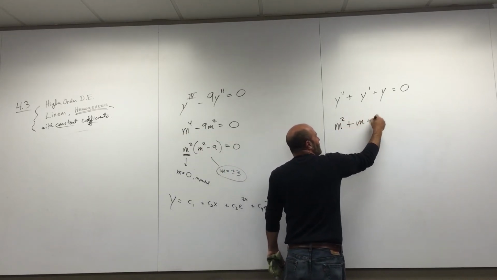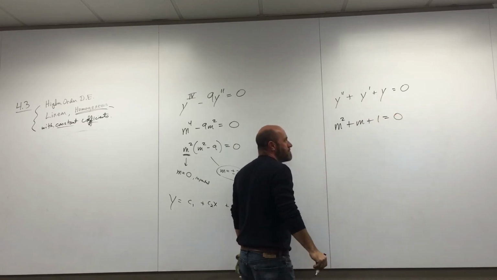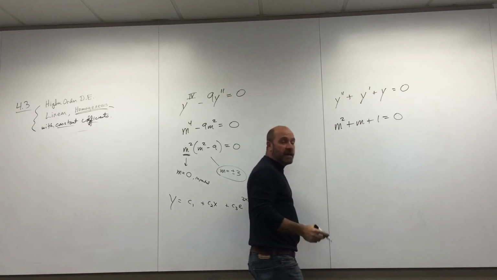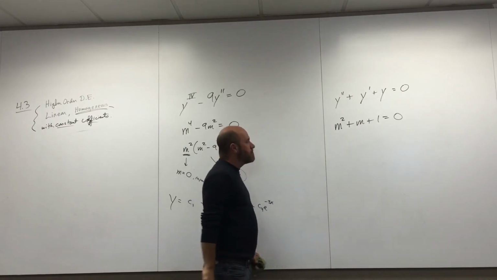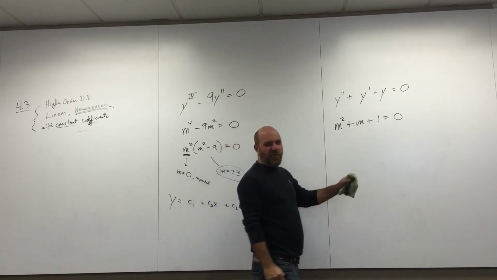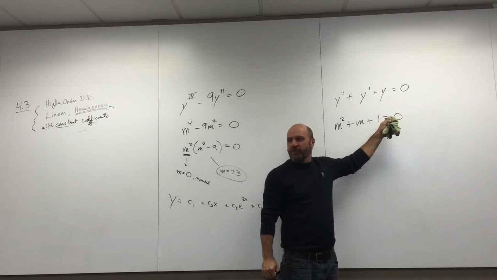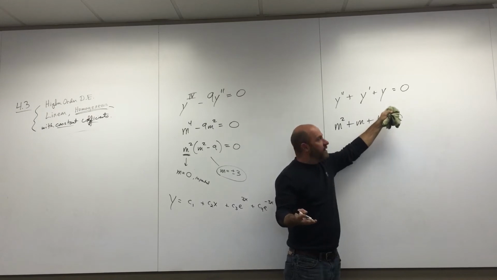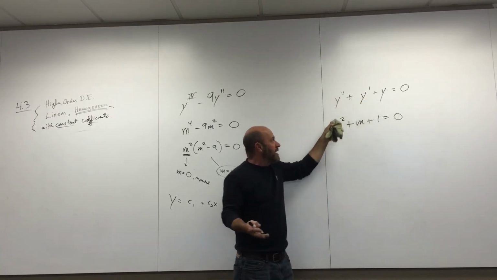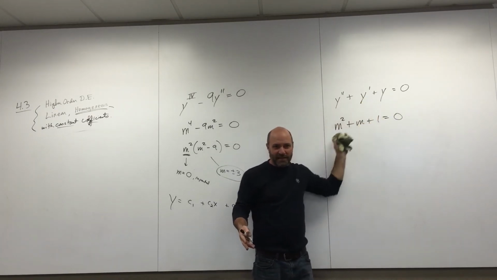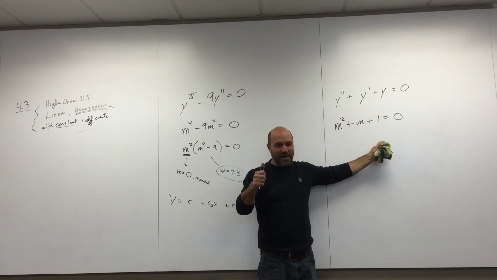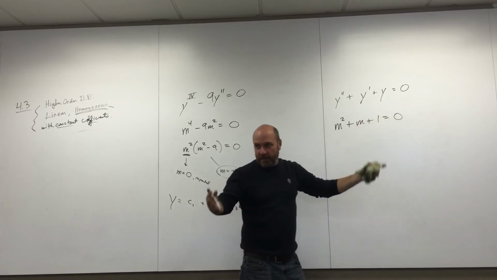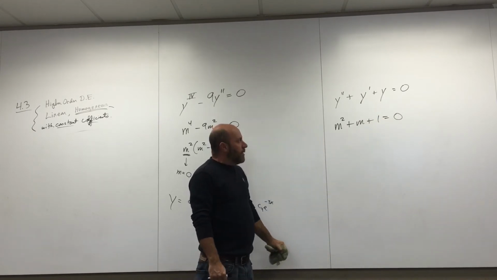m squared plus m plus 1. A common mistake is to refer to the y as an m. That's bad. The y is the constant term. The y prime is the m. The y double prime is the m squared. When they're all in order like this, it's okay, but there are times when you see the y and you write down m, and you make a mistake. That's bad.